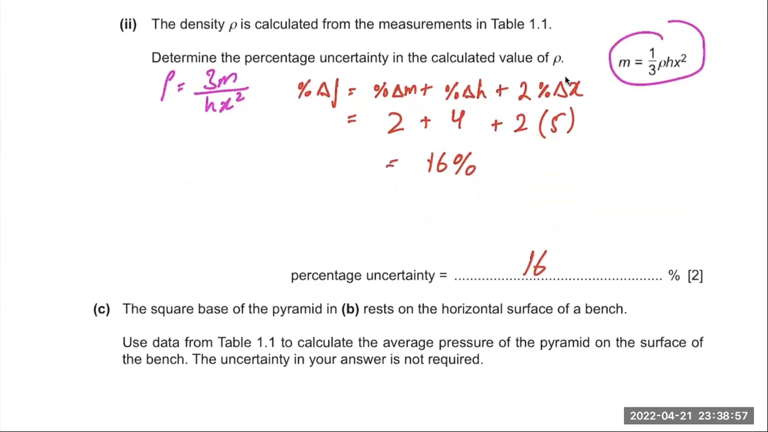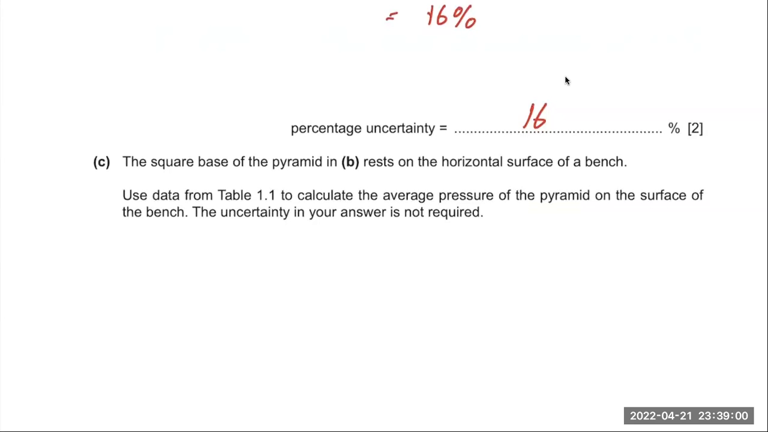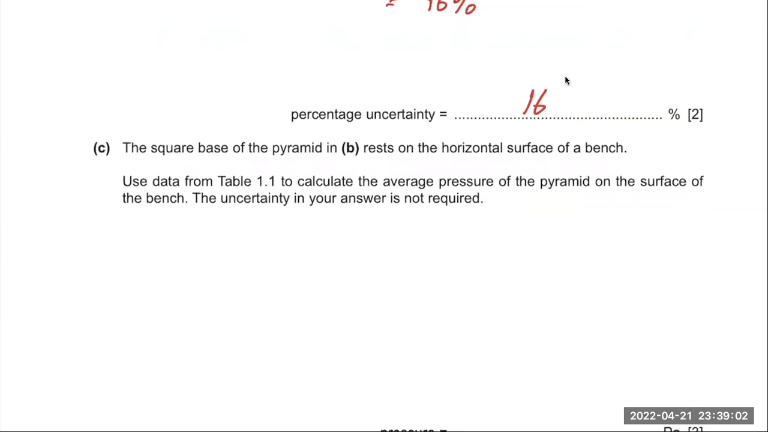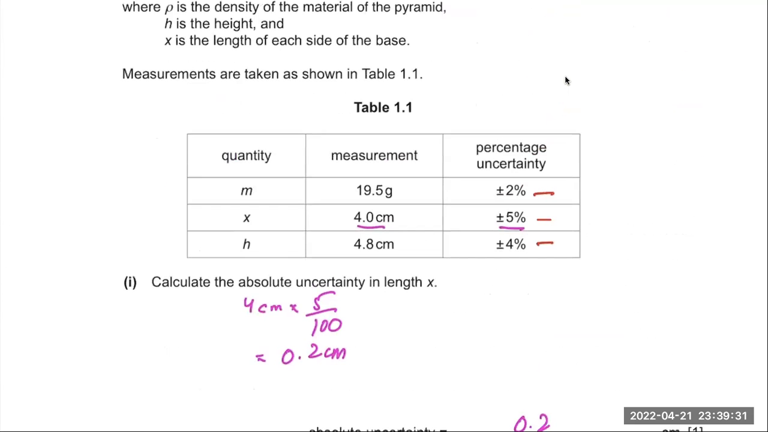Part C says, the square base of the pyramid in B rests on a horizontal surface of a bench. Use data from table 1.1 to calculate the average pressure of the pyramid on the surface of the bench. The uncertainty in your answer is not required. They just want you to calculate the pressure. Now, pressure is force per unit area. The force in this case is exerted due to the weight of the object. So weight per unit area. What's the weight? Weight is mass 19.5 grams multiplied by the value of g, which is 9.81.